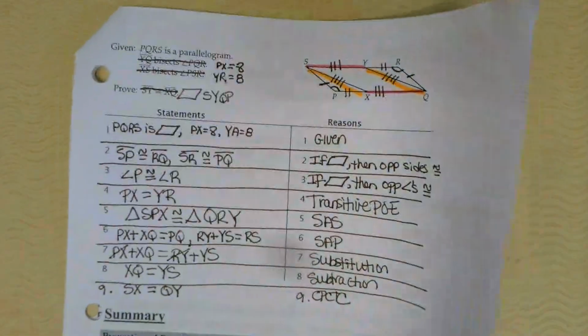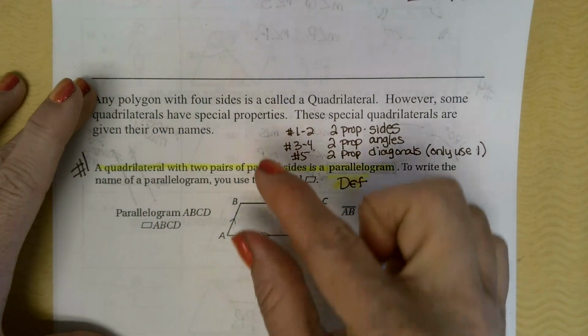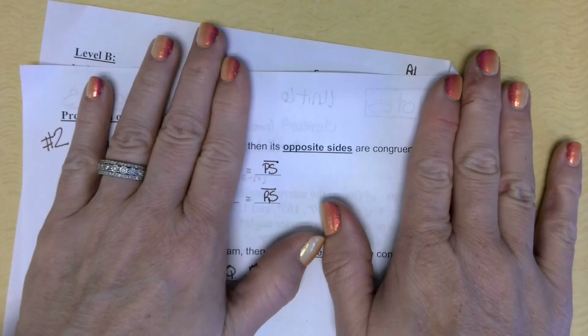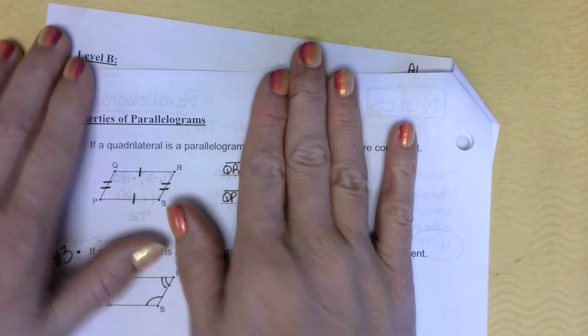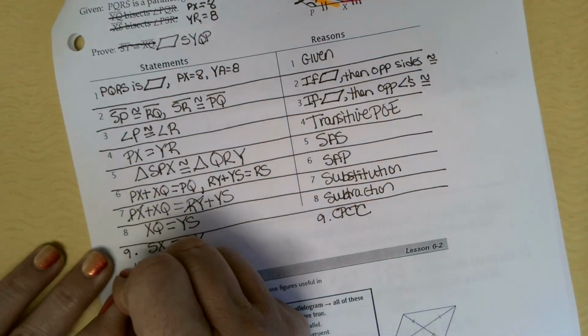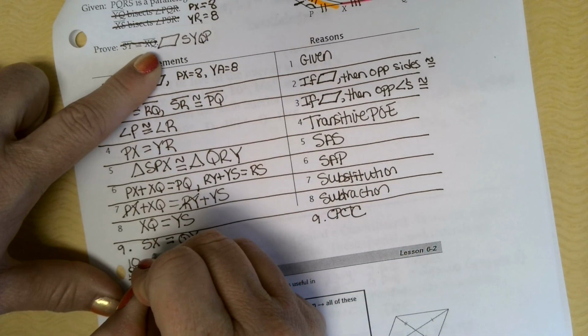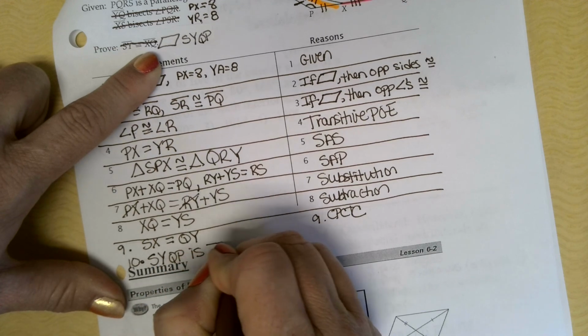Okay, so you guys know what a converse is. So if I take this property number 1 and use the converse, if no, not parallel, sorry, wrong one, this one. If I write the converse, if opposite sides of a quadrilateral are congruent, then the quadrilateral is a parallelogram. So that is what we're doing in this proof. So number 10 is I'm going to show SYQP. Let's write it this way. SYQP is a parallelogram.